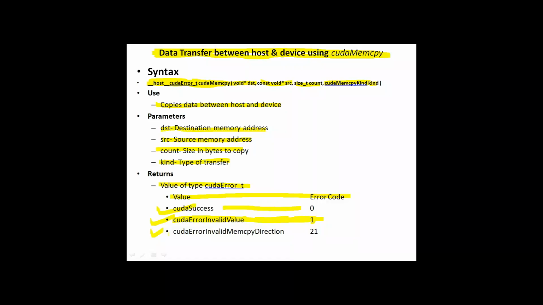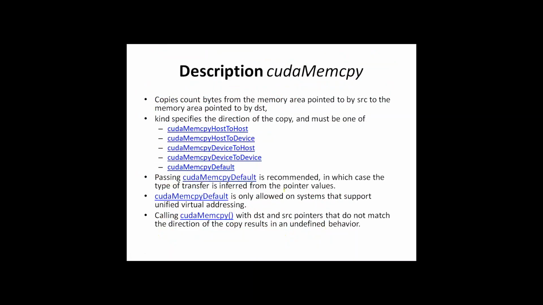And the third type of error is cudaErrorInvalidMemcpyDirection. If there is any error because of the direction, then error code 21 will be returned. Now coming to more description of cudaMemcpy.